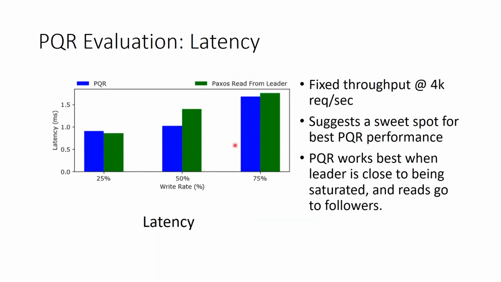Yeah, this is the latency experiment at the 25, 50, and 75% read ratio. At 25%, Paxos read from leader is doing slightly better than PQR in terms of latency, but at the higher write ratio, PQR is a little bit faster. A lot of the times that's because it doesn't bug the leader who is already bottlenecked, and it still can do it in one RTT.